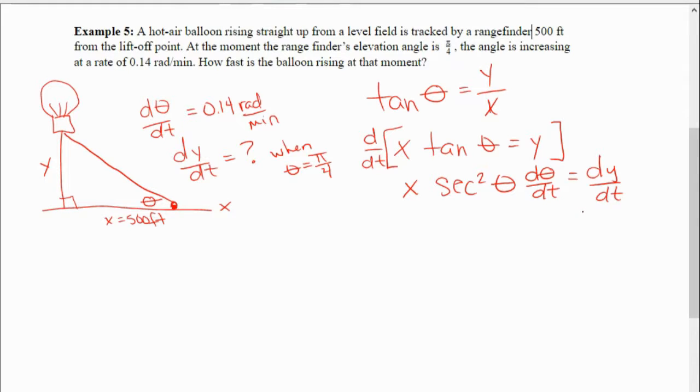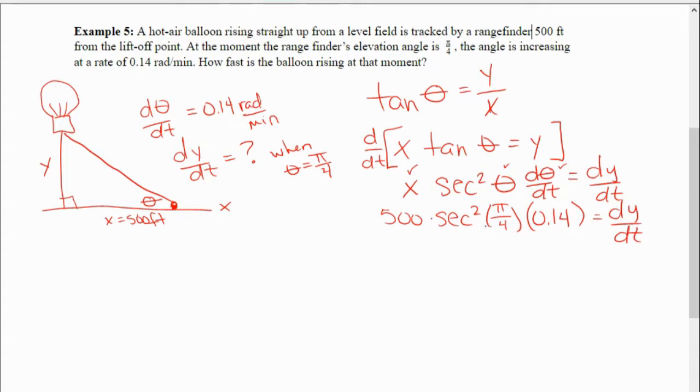So now let's talk about plugging everything in. The x that we have is 500 feet. We do know that. Secant of our theta, and our theta is pi over 4, and d theta dt, they gave us that also. So let's plug all of this in. We have 500 times the secant squared of pi over 4, times d theta dt, which was 0.14. And that's going to give us our dy dt.